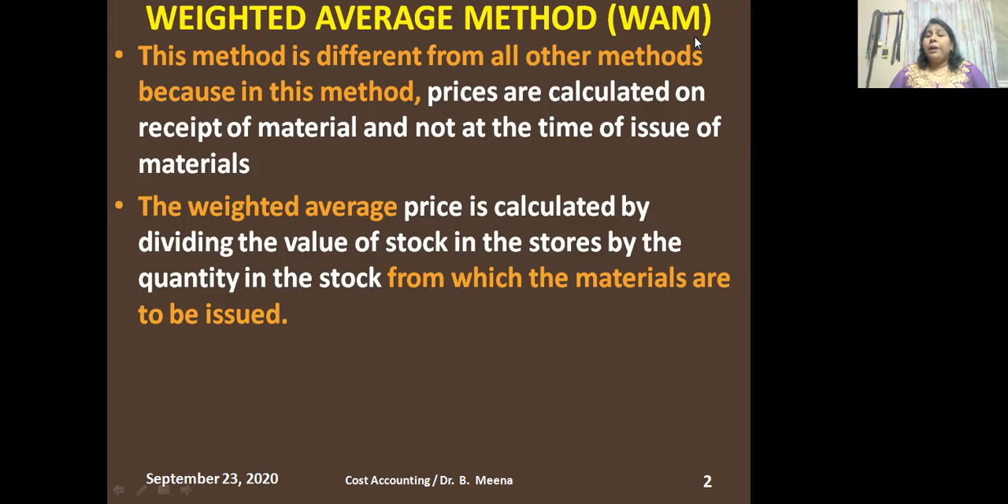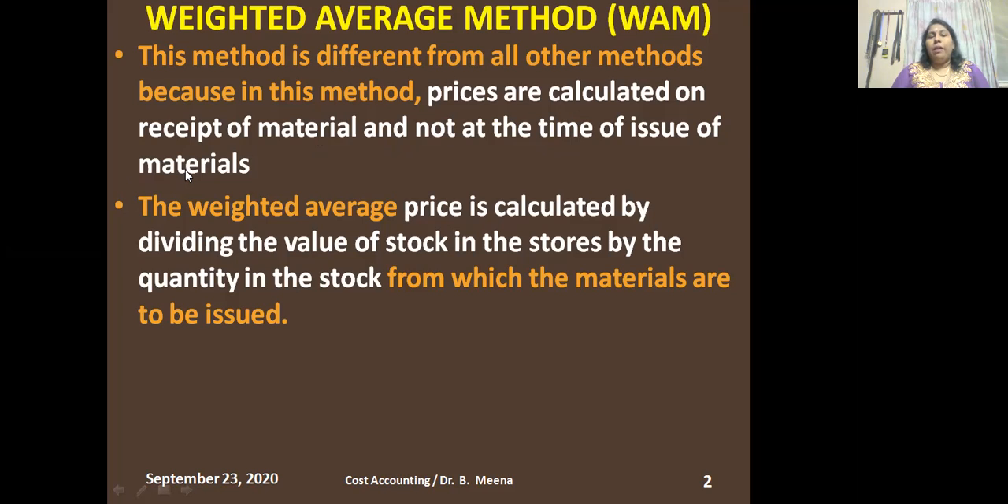The weighted average price is calculated by dividing the value of stock in the stores by the quantity in the stock from which the materials are to be issued. But these prices will not be calculated at the time of issue of materials. So mind it, two points I want to highlight: the new price will be calculated on receipt of material, which I highlighted in white color, and not at the time of issue of materials.